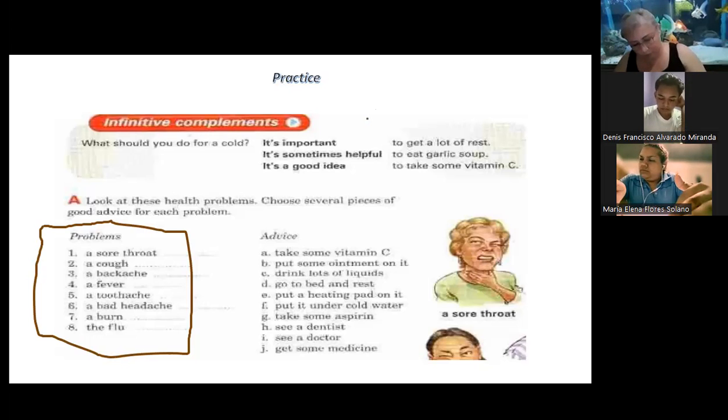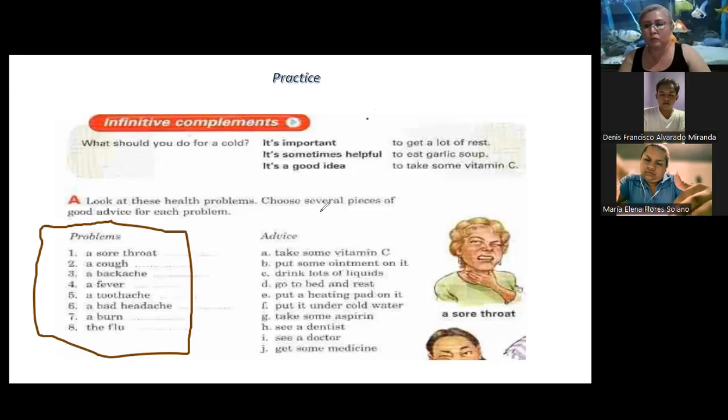Okay, thank you so much. And who wants to help me read also the advice, the suggestions, the recommendations? Who wants to help me read this part? Yes, volunteer. Me, teacher. Thank you.